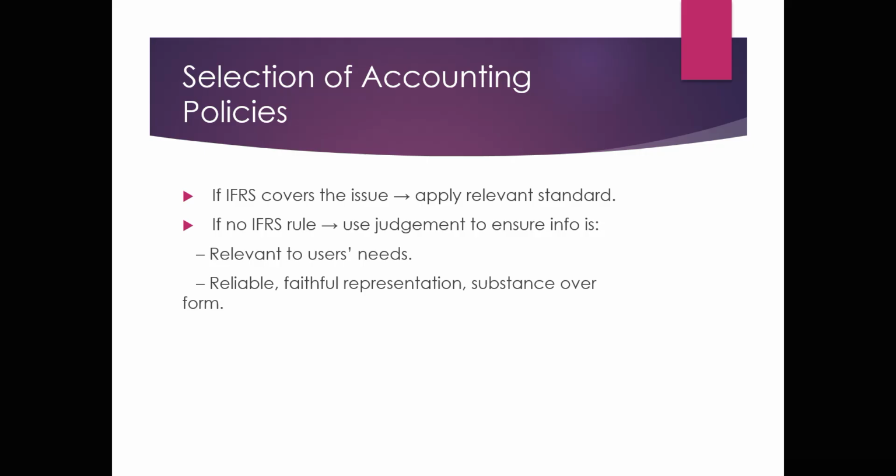I don't know if that's clear. If IFRS covers the issue, then apply the standard that covers it. For example, if it relates to goods that you sold, then definitely it means IFRS 15. If it relates to, let's say, you that bought the goods, what will it be in your books when you bought the goods? It will be inventory, which means it is covered by IAS 2. I don't know if I'm making sense to you.